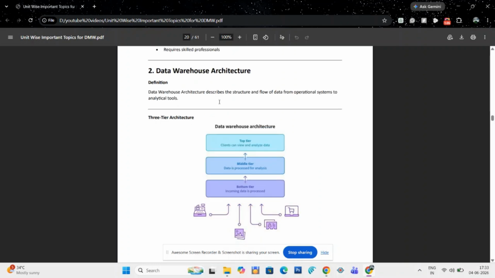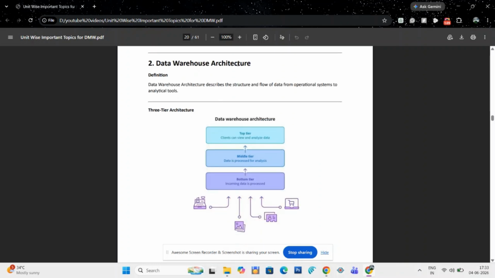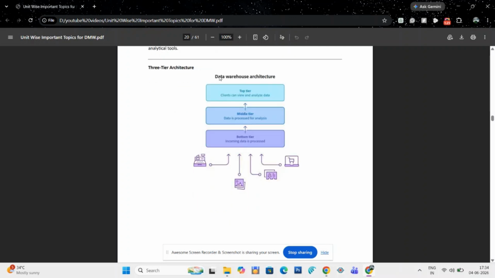So the second concept is data warehouse architecture. Data warehouse architecture describes the structure and flow of data from operational systems to analytical tools. It has a three-tier architecture. First is the top tier, in which clients can view and analyze data. In the middle tier, data is processed for analysis, and in the bottom tier, incoming data is processed. So the flow of data is from bottom to top.